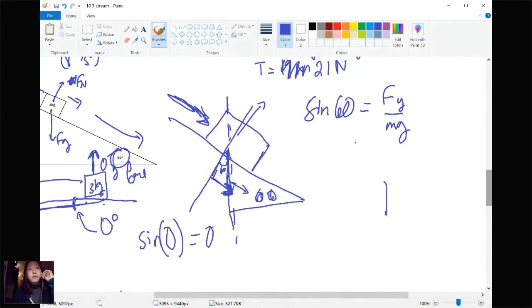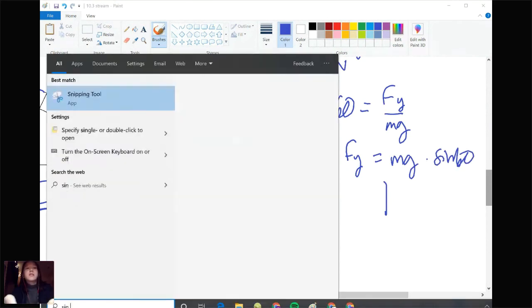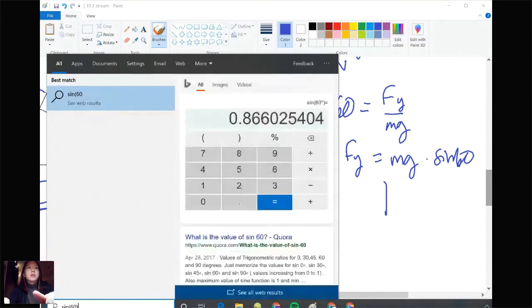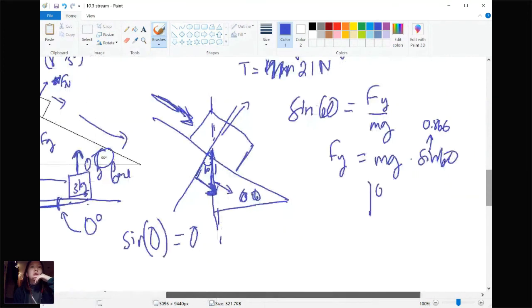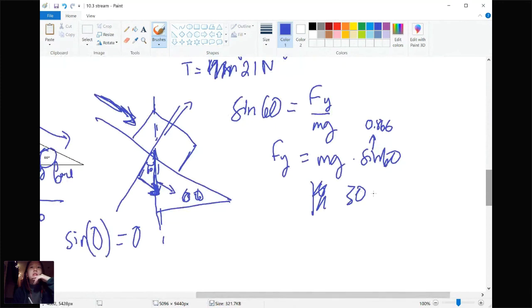So that's going to imply that the force in the y direction caused by this block is going to be mg times sine 60. The thing is, I do not know what the sine of 60 is because I forgot the unit circle. It looks like it's going to be 0.866. I think it's like square root of 3/2, yeah? And then mass times gravity, so it's going to be 3 times 9.8. It's 30 times 0.866.